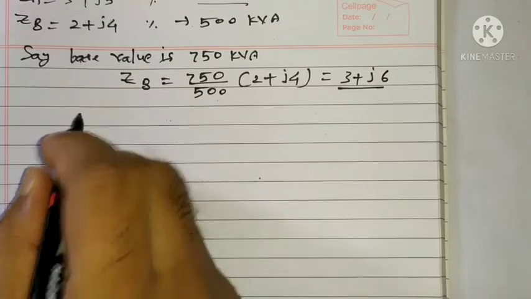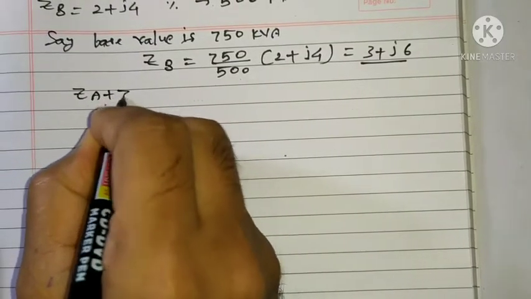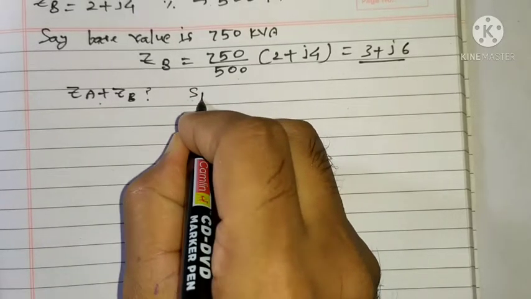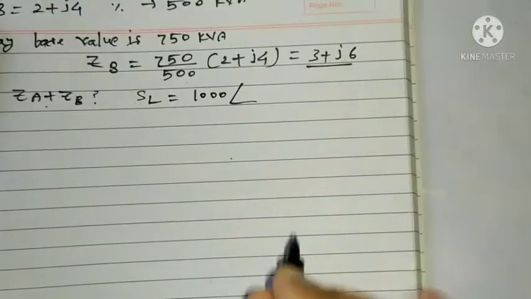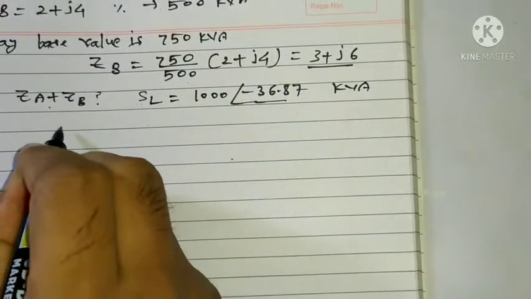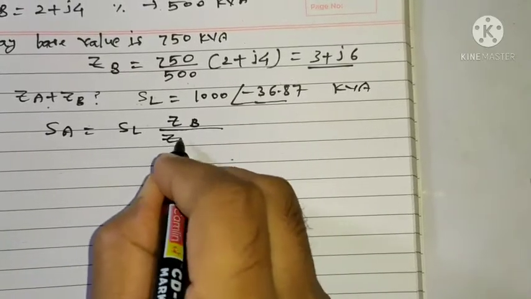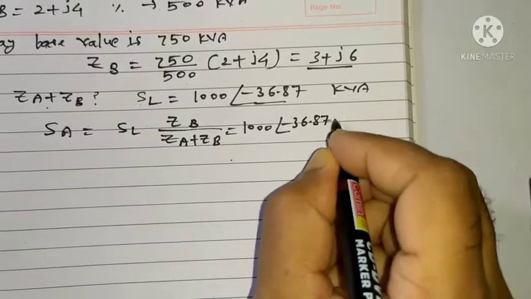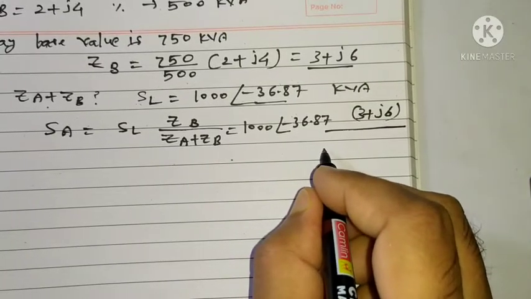We know the load shared S1 and S2 in terms of impedances and load. So let me first find ZA plus ZB. The load to be shared is 1000 kVA at a power factor of 0.8 lagging, that means an angle of minus 36.87 degrees. Now I can find SA, the load shared by transformer A. That will be SL times the impedance of the second transformer divided by the total impedance. So I can write here 1000 at an angle of minus 36.87, times ZB, which is 3 plus j6, divided by ZA plus ZB, right?